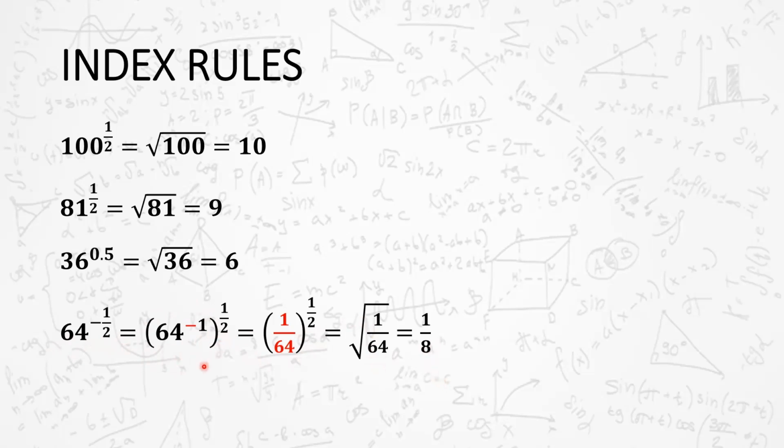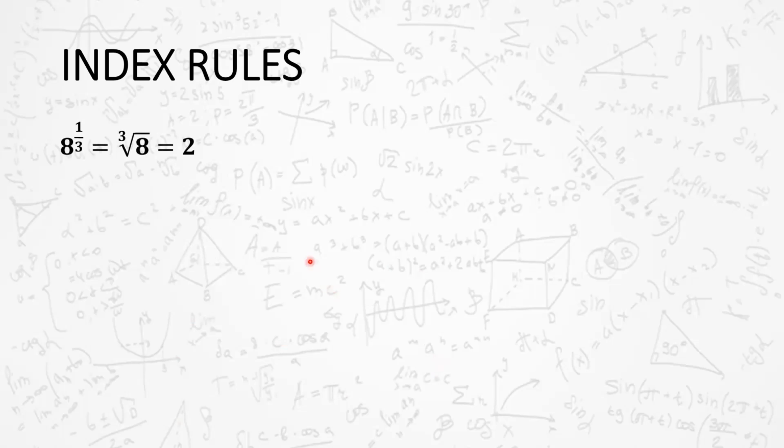Then you might ask, what if I flip the order? Not to worry, we can do exactly the same. So you have 64 to the power half, which gives you square root of 64. Then to the power negative 1, you get exactly the same answer. Square root 64 equals 8. 8 to the power negative 1 gives you 1 over 8. So same answer as we had previously.